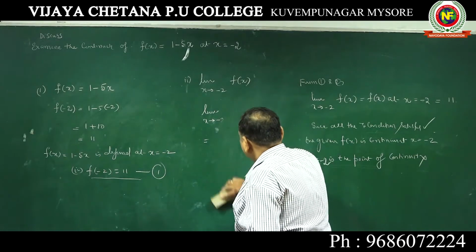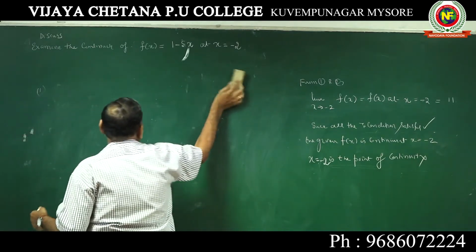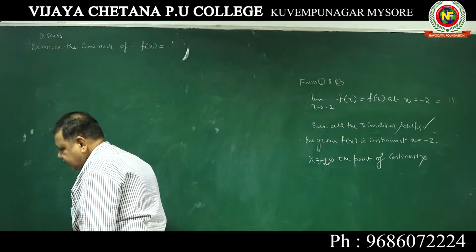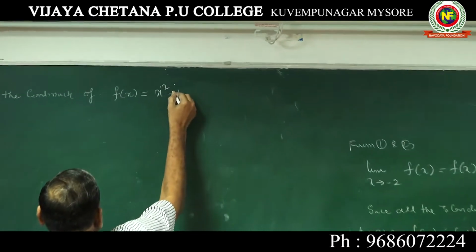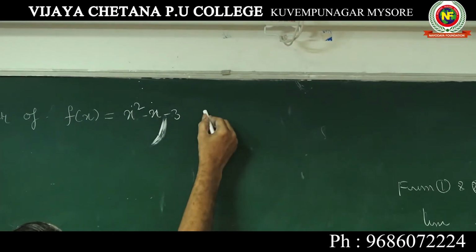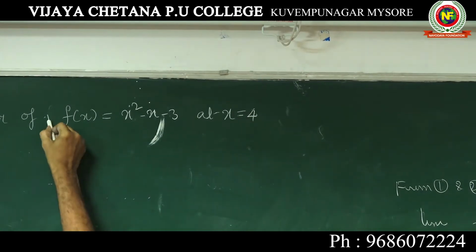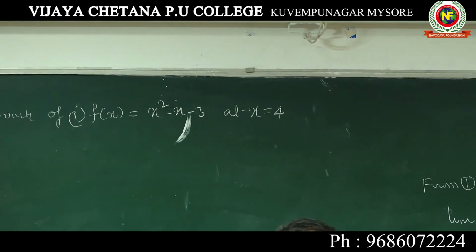Now, I will give you some problems, try them at home. The first problem is: discuss the continuity of the function f of x is equal to x square minus x minus 3 at x equal to 4. First one, f of x is equal to x square minus x minus 3 at x equal to 4.